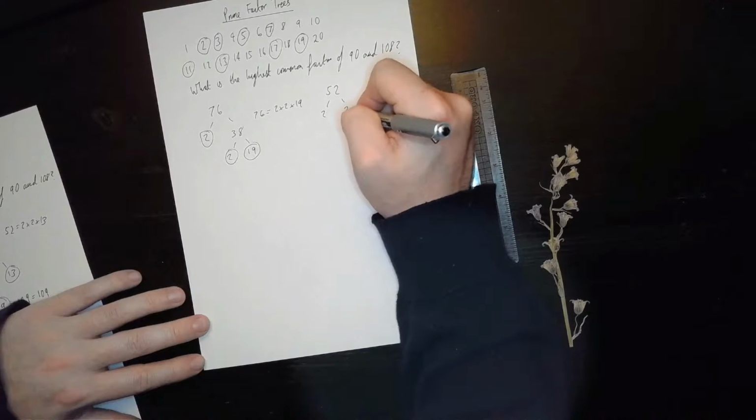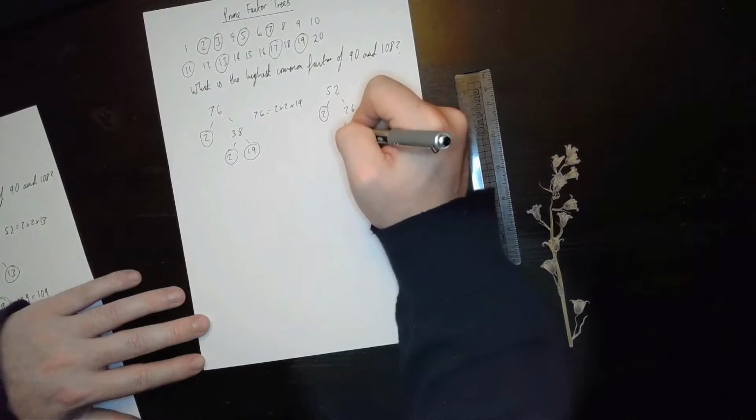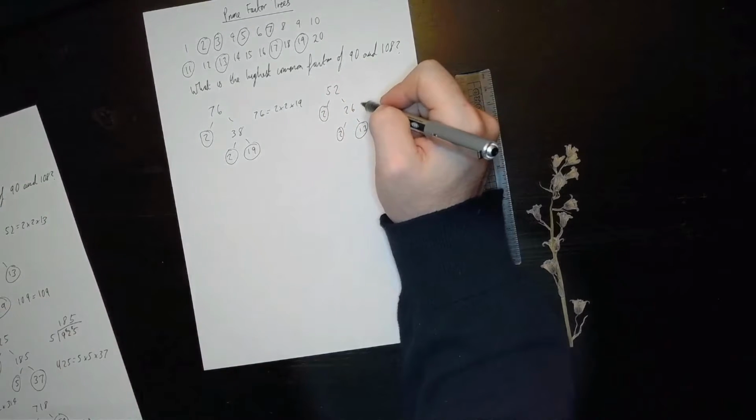Okay, so let's look at 52. 52 is 2 times 26, which is 2 times 13. 2 is prime, 2 is prime, 13 is prime.